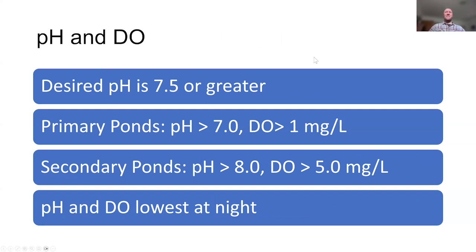So just really quick, pH 7.5 or higher is great. You really want a lot of dissolved oxygen in there, better for these cellular functions. And pH and dissolved oxygen are lower at night, higher in the daytime.